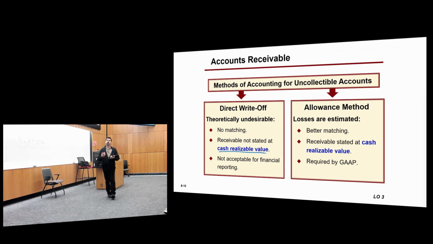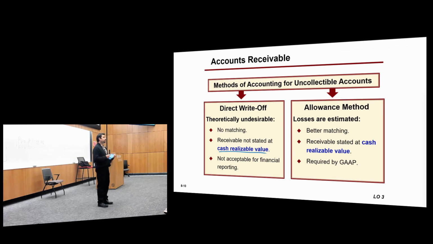Okay? So the cash realizable value, basically the accounts receivable will be stated at the original amount, which does not reflect the actual cash realizable value that they expect to get from those accounts. The other method is the allowance method.